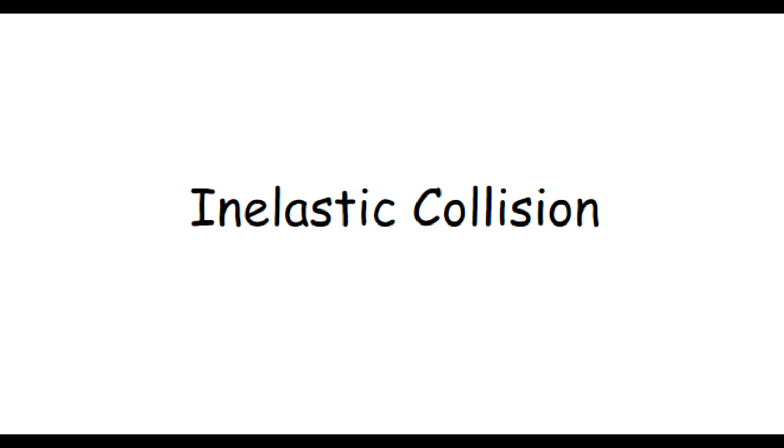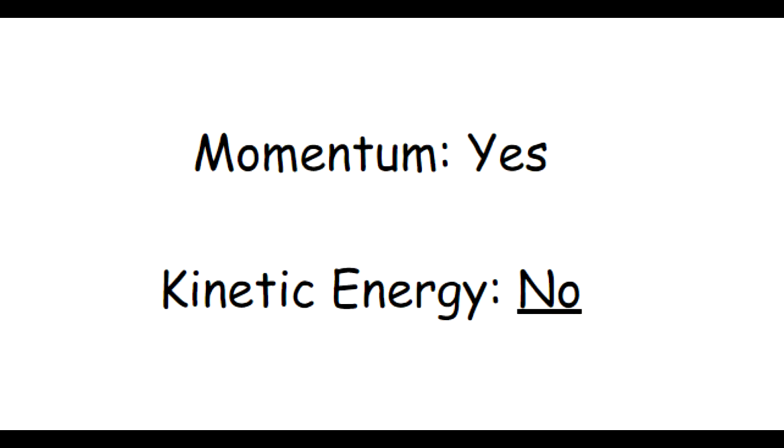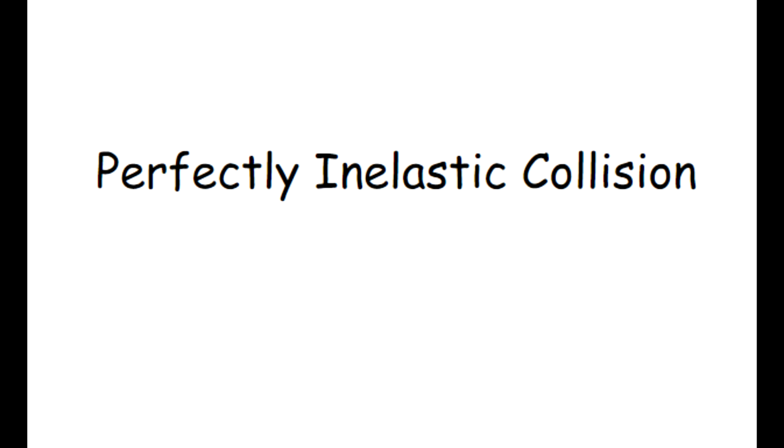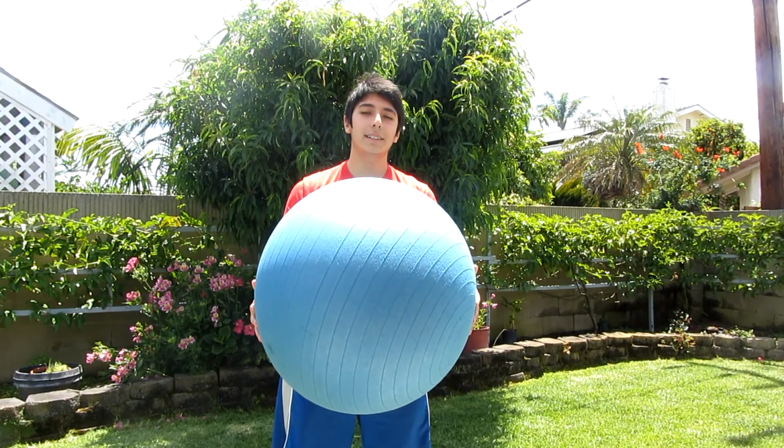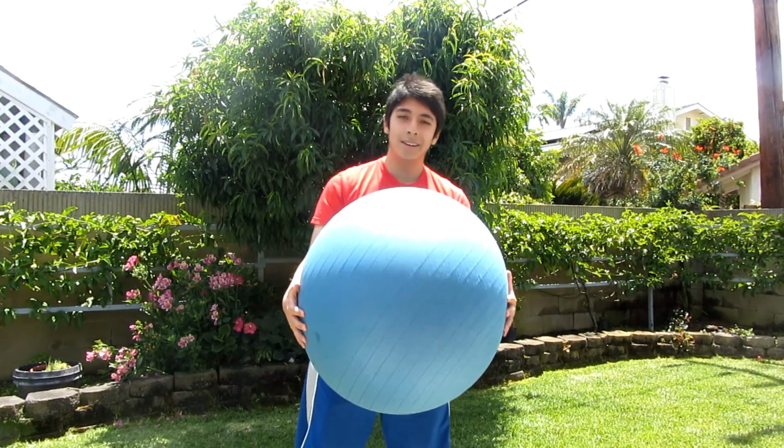An inelastic collision occurs when two objects collide and the momentum is conserved but the kinetic energy of the two objects is not, because some of that kinetic energy is often converted into another type of energy as the collision occurs. If the two objects stick together after the collision, then it is considered perfectly inelastic. Now we're going to show you a real-life example of an inelastic collision using this.